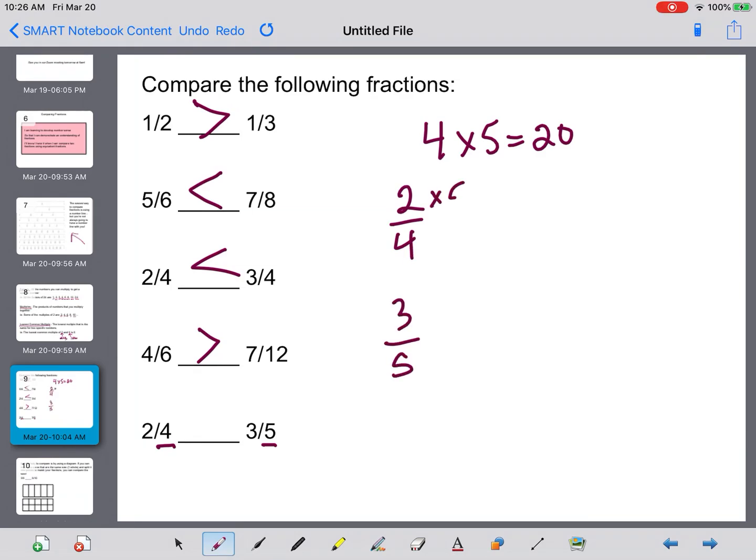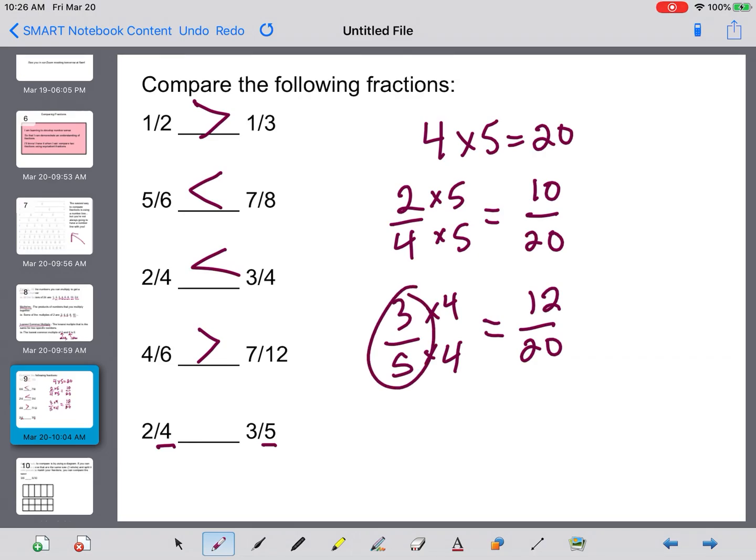The first one we're going to multiply by 5 because 4 times 5 is 20. And that gives us 10 over 20. And the second one we're going to multiply by 4 because 5 times 4 gives us 20. And that gives us 12 over 20. So we know that 3 over 5 is the larger fraction.